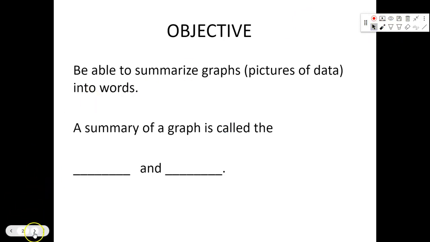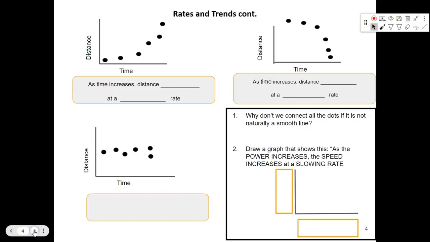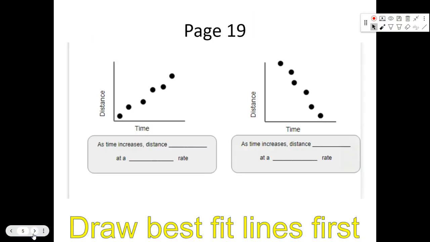Still getting used to this program here, so it could be a little cumbersome. So you're going to open your journal. You're going to get a ruler, open your journal to the page that has the rates and trends. And there are probably 2 pages, and they look like this. The year I'm recording this video, it's probably page 19 in your journal, but it could be a different page, so double check which one it is. And you probably have 4 of them on there, but I've made them a little bigger on my screen to go through. So the first one, you have some data points that look like this.